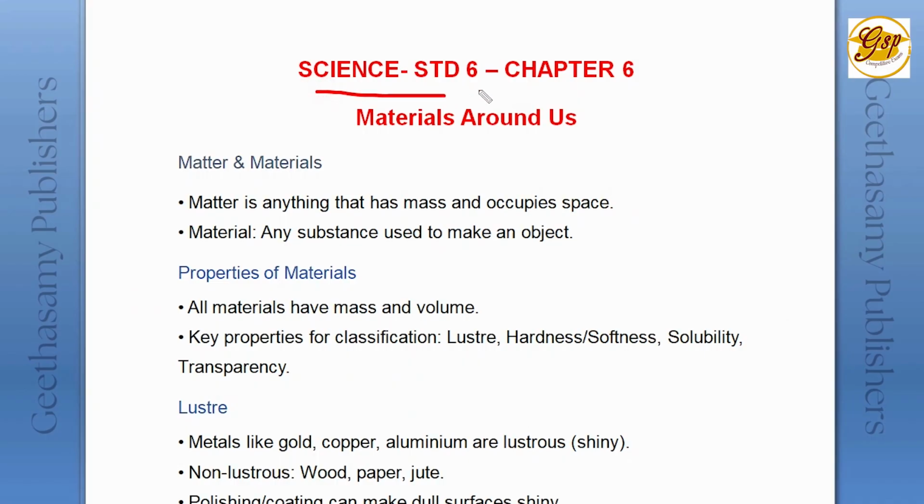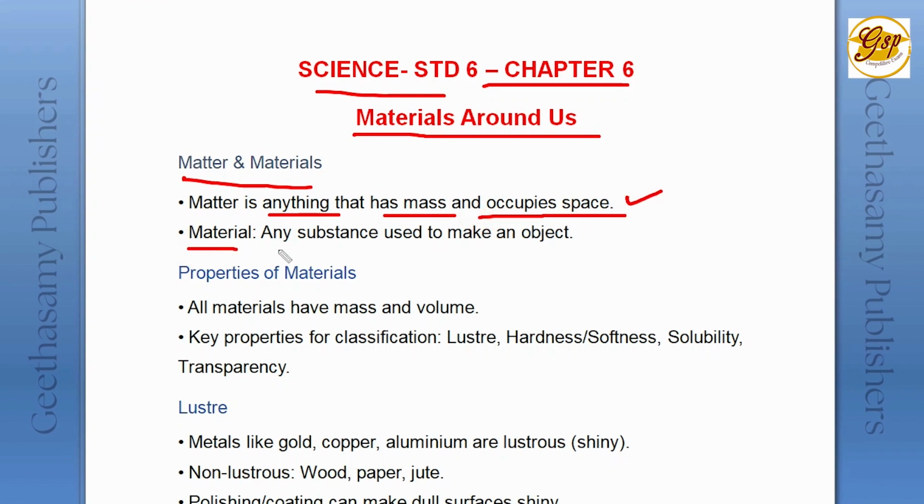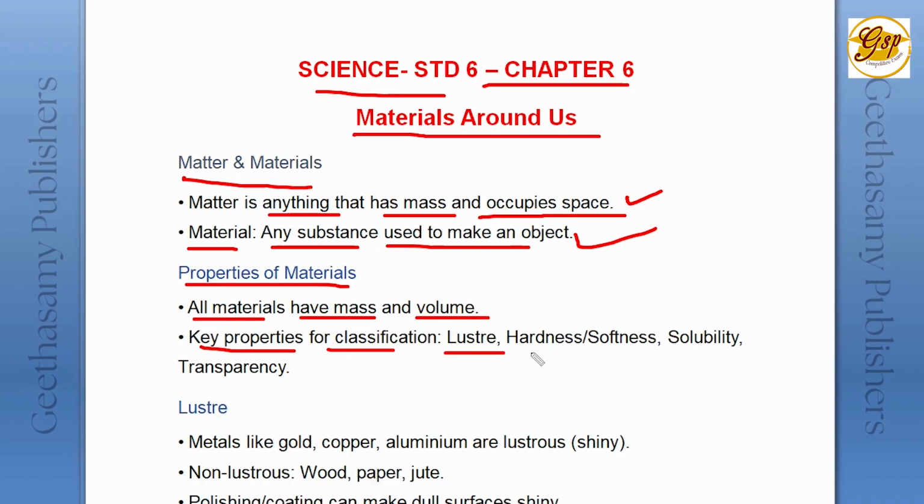So science standard 6, chapter 6, Materials Around Us. So matter and material. Matter is anything that has mass and occupies space. Material is any substance used to make an object. And properties of materials: all materials have mass and volume. And the key properties for classification are luster, hardness, softness, solubility, transparency.